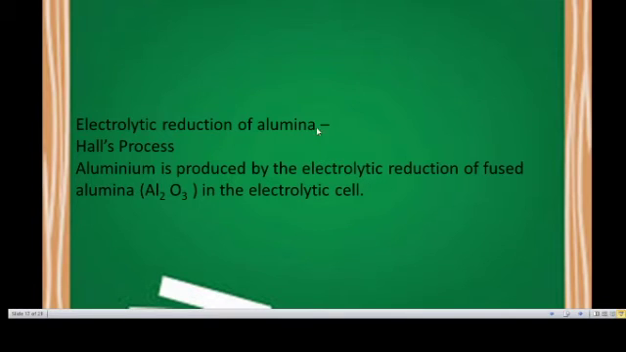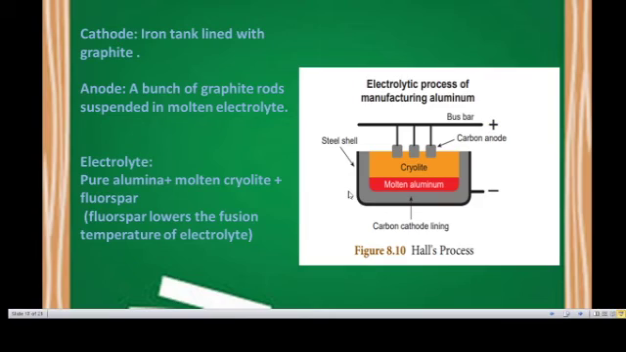Electrolytic reduction, the next method for alumina, that is Hall's process. Electrolytic reduction of alumina, that is Hall's process. Aluminum is produced by the electrolytic reduction of fused alumina, that is Al2O3, in the electrolytic cell. So this is the electrolytic cell.